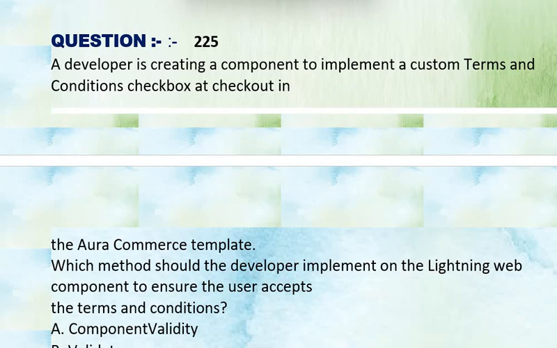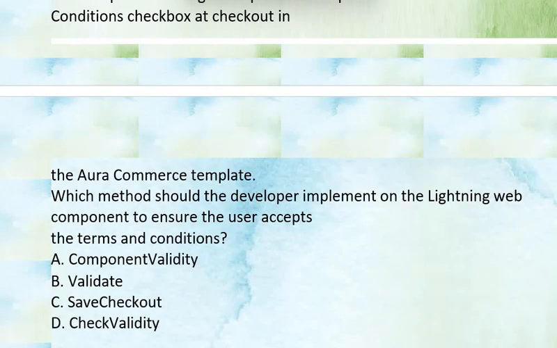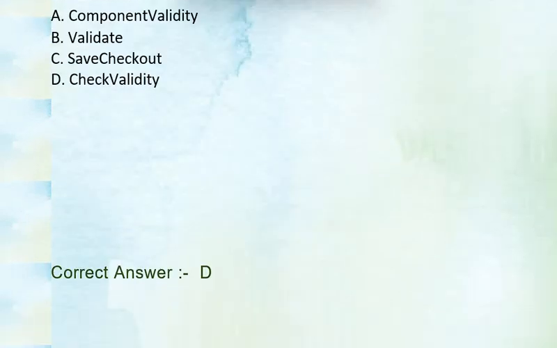Question is, a developer is creating a component to implement a custom terms and conditions checkbox at checkout in the Aura Commerce template. Which methods should the developer implement on the Lightning Web component to ensure the user accepts the terms and conditions? Option A, component validity. Option B, validate. Option C, save checkout. Option D, check validity. Correct answer is option D.